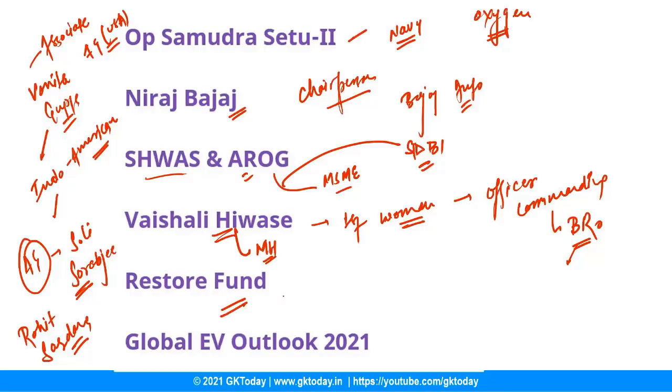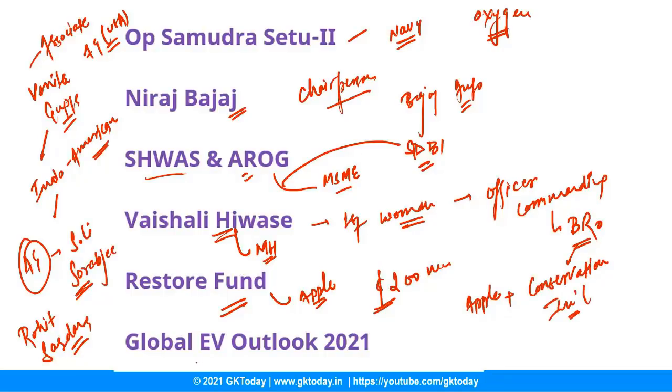Next is Restore Fund. So this has been launched by Apple, and it is a first of its kind fund. It is worth $200 million, and this fund has been launched to remove carbon from the atmosphere. And for this fund, Apple has collaborated with Conservation International.